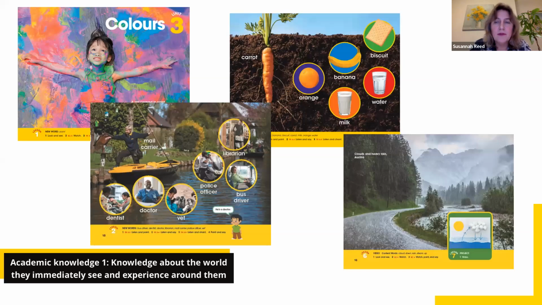Okay, so for my examples of academic knowledge, I've broken them down into different areas. So first of all, academic knowledge includes knowledge about the world that children immediately see and experience around them. So for example, when they're looking and learning about the colours they see around them in nature, or in the paints and crayons in their art sets. Or it's knowledge about the food they eat and learning where it comes from. So for example, which foods grow as plants. Or learning about the people they see around them in their local community and the jobs they do. Or learning about the weather that affects their day, such as rain and where it comes from.